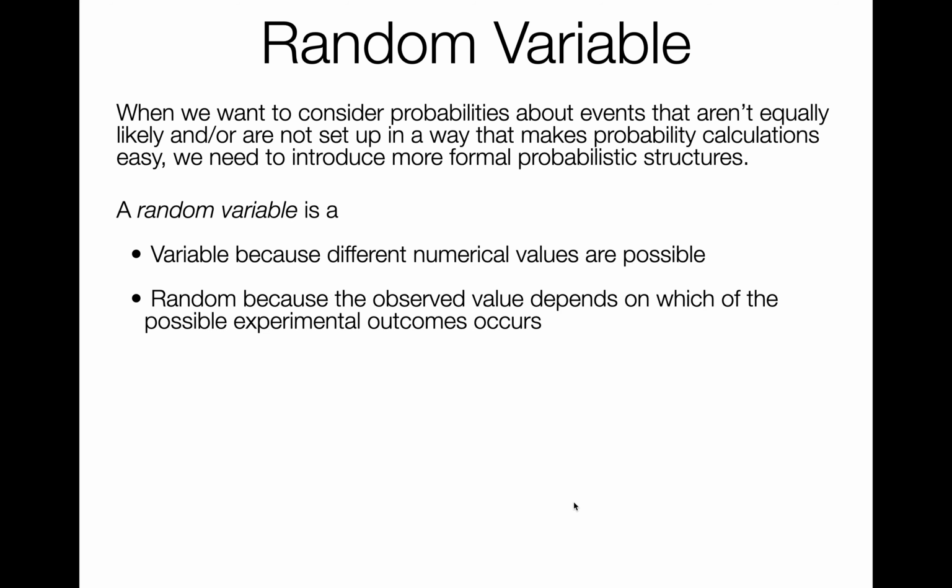Okay? So that structure is a random variable. And as the name states, it is random and it is variable. Okay, so a random variable is a variable because different numerical values are possible. Okay, so a random variable is always going to be numeric. So it's always going to be a number. It can be an integer or it could be a decimal. Okay, but it's variable because it's not a single value. And it's random because the observed value depends on which of the possible outcomes occurs. So we don't know the value of it beforehand. Okay, and so it is random. So we got a random variable, and that's going to be our basic probabilistic structure that we're going to use.